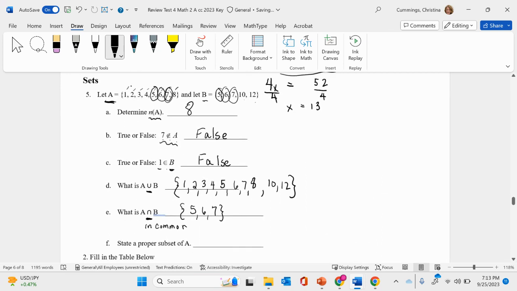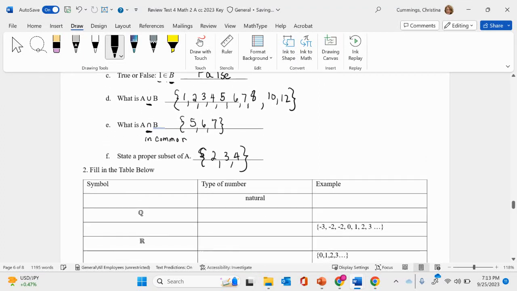Oh, there's a ton. A subset can be the null set. It can have one element in it. It can have all of the elements in it or anything in between. I'm just going to randomly choose 2, 3, 4. That would be a subset. Okay.